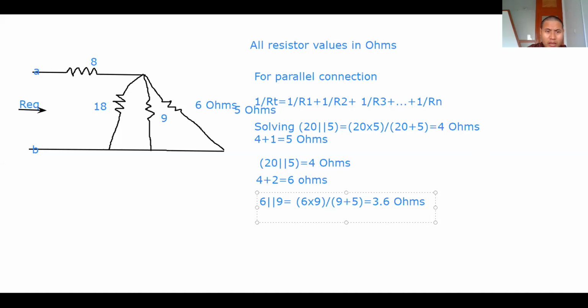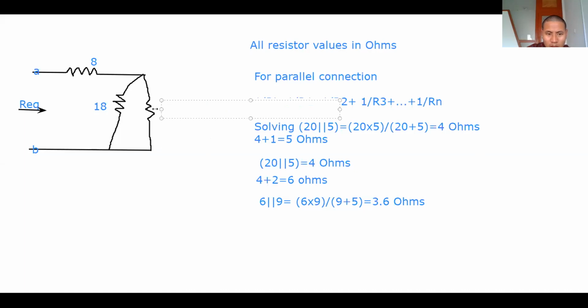Now we can simplify this network and replace it with the 3.6 ohms. We have to delete this, and this, and this also, and then replace it with 3.6 ohms.